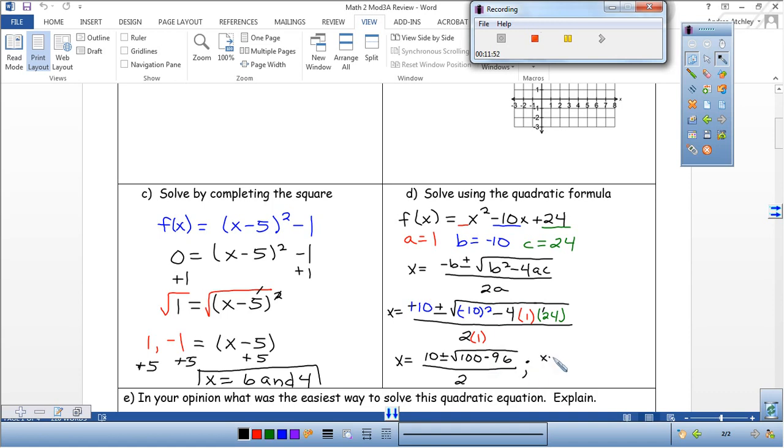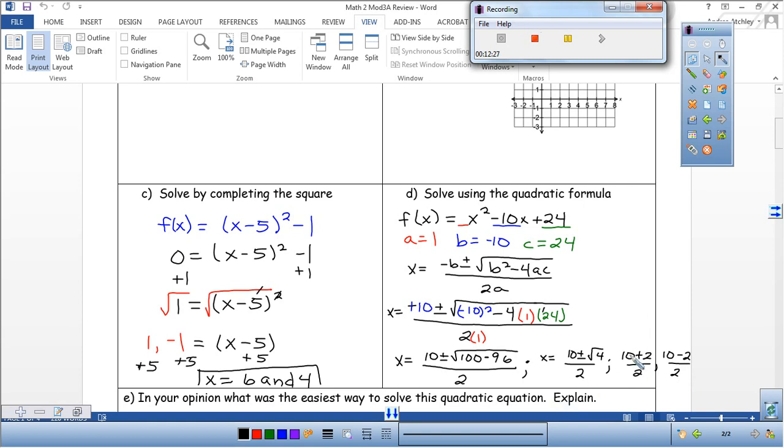So then I'm going to get x equals 10 plus or minus the square root of 4 all over 2. I know the square root of 4, so I'm going to simplify that. I'm going to get 10 plus the square root of 4, which is 2, all over 2. But I also have 10 minus the square root of 4, so 10 minus 2 all over 2.